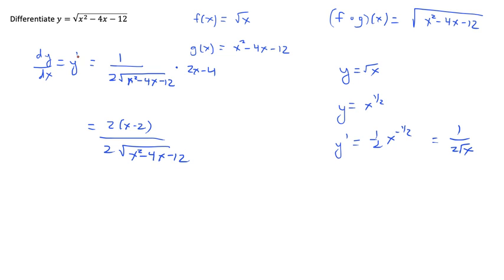Just a little bit of simplification here. The 2's do cancel out, so we get our final answer, x minus 2 over the square root of x squared minus 4x minus 12. And this would be the first derivative.